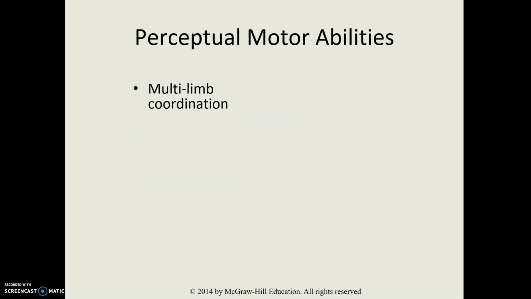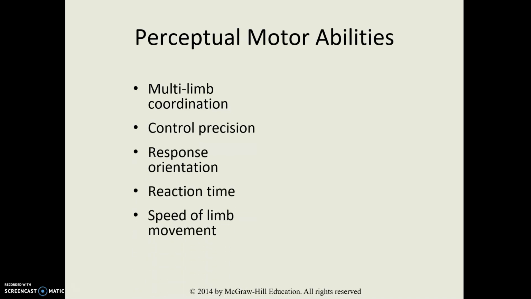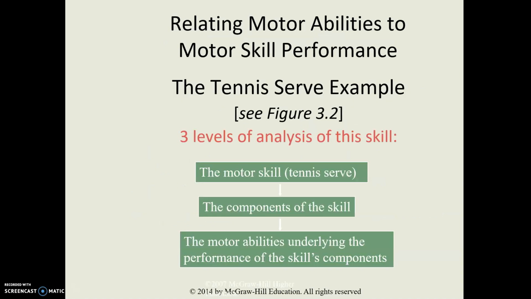And again, in the textbook, for each one of these you can read through, see examples of, and see the definition. Multi-limb coordination, control precision, response orientation, reaction time, speed of limb movement, rate control, manual dexterity, finger dexterity, arm-hand steadiness, wrist-finger speed, and aiming. Again, go to the textbook, read through the definitions, and look at the different examples given.